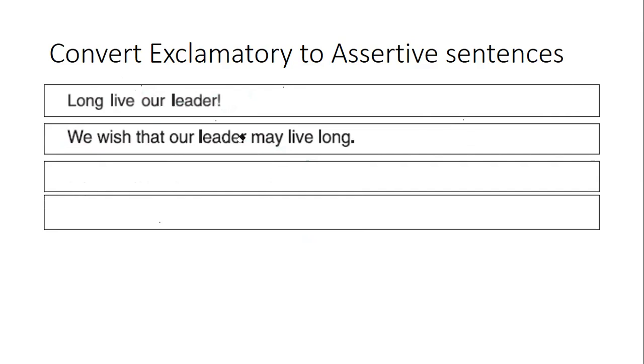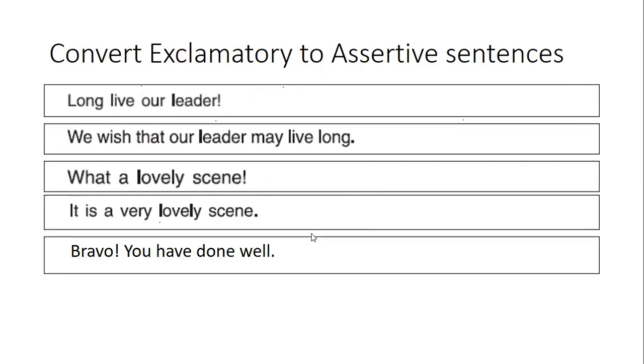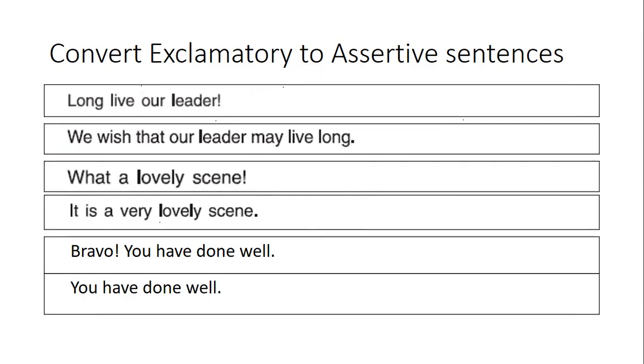This is how an exclamatory sentence is converted to an assertive sentence. What a lovely scene. It is a very lovely scene. I've removed the exclamation mark and I'm putting up a statement. Instead of "what", I just added "it is". So the exclamation mark is removed and now there is a full stop. Bravo, you have done well. Simply, I just removed "bravo" and the statement is put forward. You have done well.